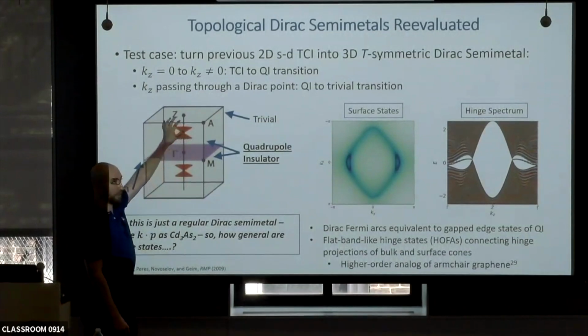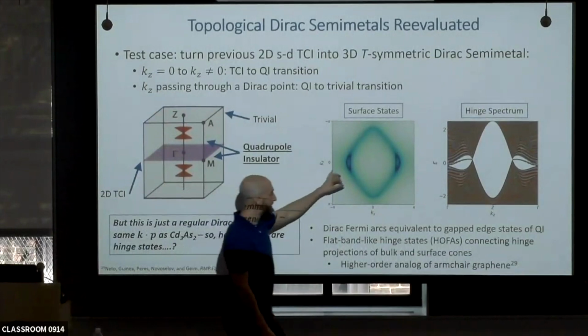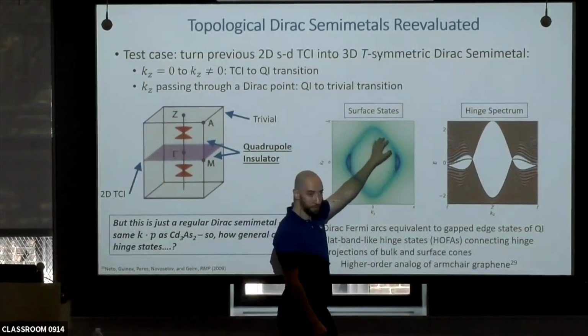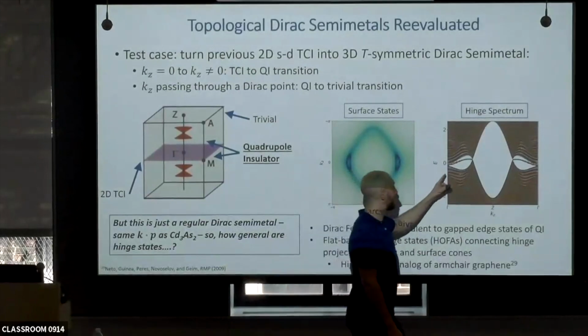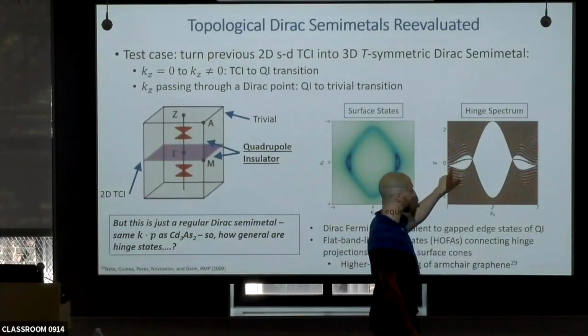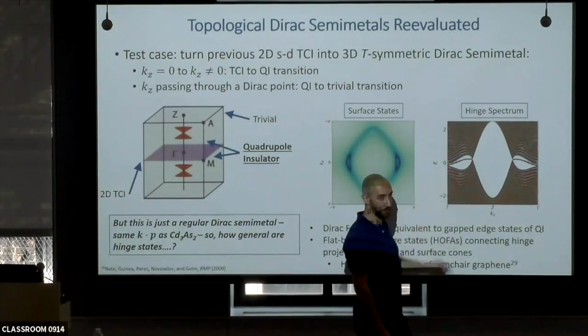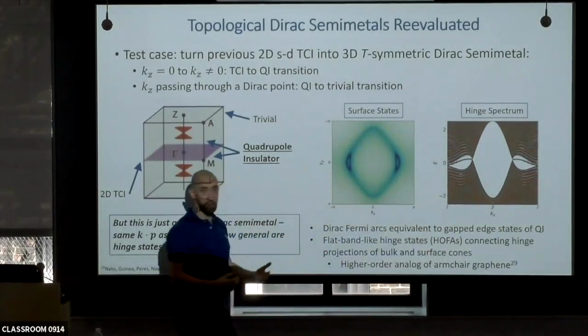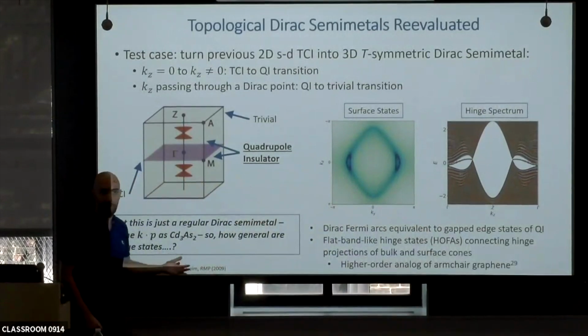And up here, everything is trivial magnetic and then trivial time reversal symmetric. And so on the surface spectrum, I see the TCI surface states, and I see sort of gapped Fermi arcs like those of a Dirac metal. But in the hinge spectrum, I see these flat band-like surface states that come from the Dirac points and connect to the hinge projection of the TCI surface state. And so this is a higher order topological semimetal. But also, it's like a regular Dirac semimetal.